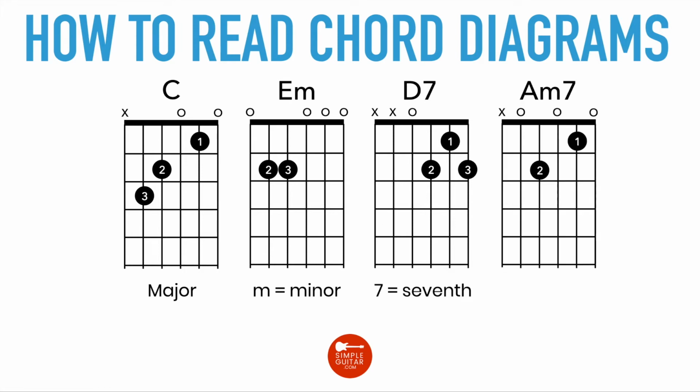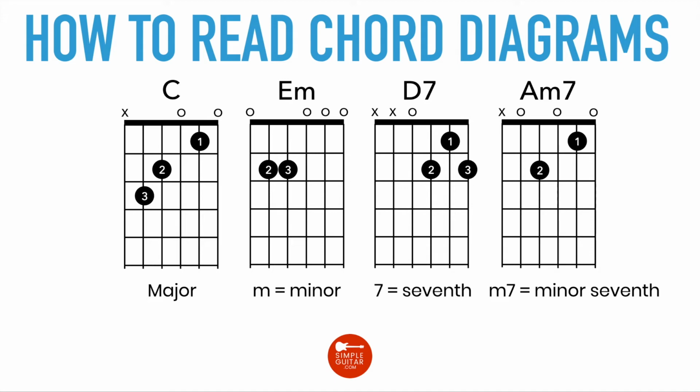Now, one last one to look at. This is a minor seventh chord because we have the little m for minor, and we have the 7 for the seventh. So that together means it is a minor seventh chord. So here I have this A minor seventh, and it sounds like this. So it has its own sound.